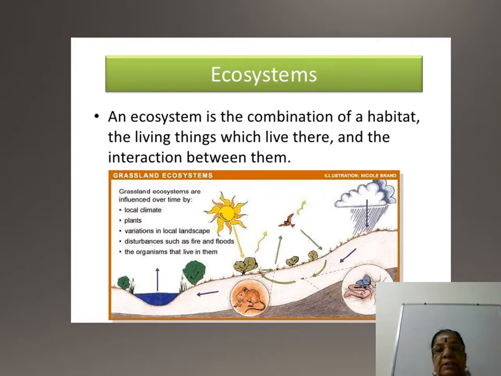Ecosystem is the combination of a habitat, living things which live there and the interaction between them. So a grassland ecosystem is influenced over time by local climate, plants, variation in local landscape, disturbances such as fire and flood, and organisms that live in it. So these are the organisms that are living there. I hope you understand. Right? So this is an illustration of a grassland ecosystem. Are you clear?